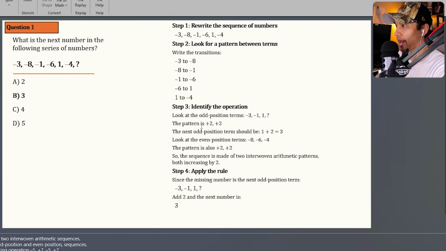And we see that the pattern with the odd positions, 1, 3, 5, and 7 we're trying to figure out, is +2. Also, the pattern for the even positions is +2. So the sequence is made up of 2 interwoven arithmetic patterns, both increasing by 2. Then we apply the rule and we get B as the right answer.